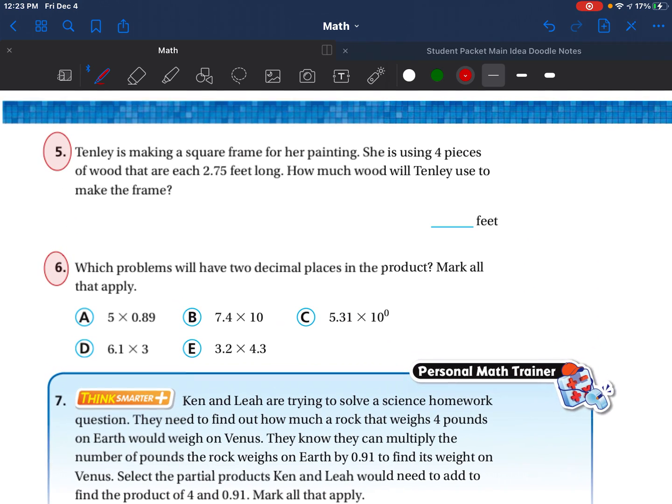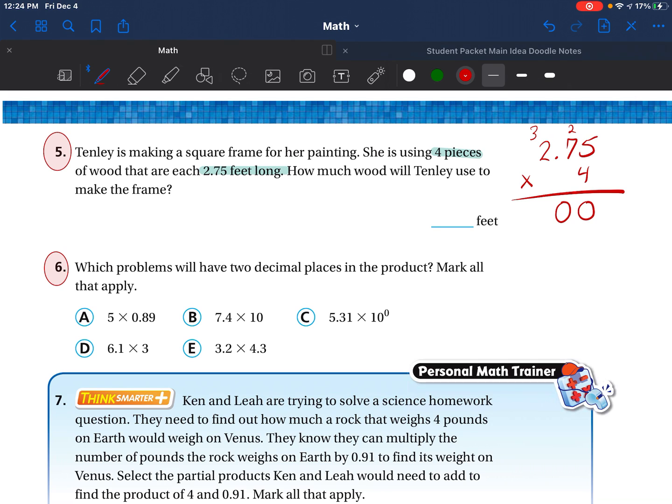The second page, we're going to just look at 5 and 6, and it says, Tenley is making a square frame for her painting. She uses 4 pieces of wood that are each 2 75 hundredths feet long. How much wood will Tenley need or use to make the frame? So all we have to do is multiply. So we take 2.75 times 4. 4 times 5 is 20. 4 times 7 is 28, plus 2 is 30.